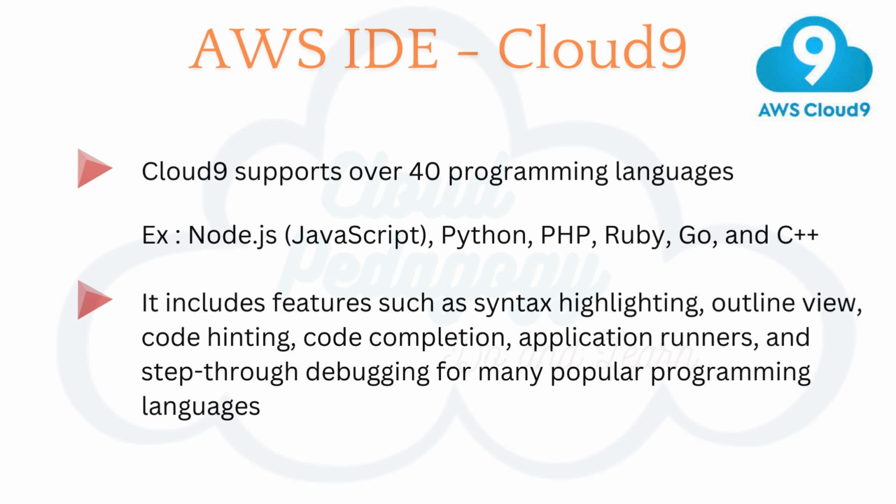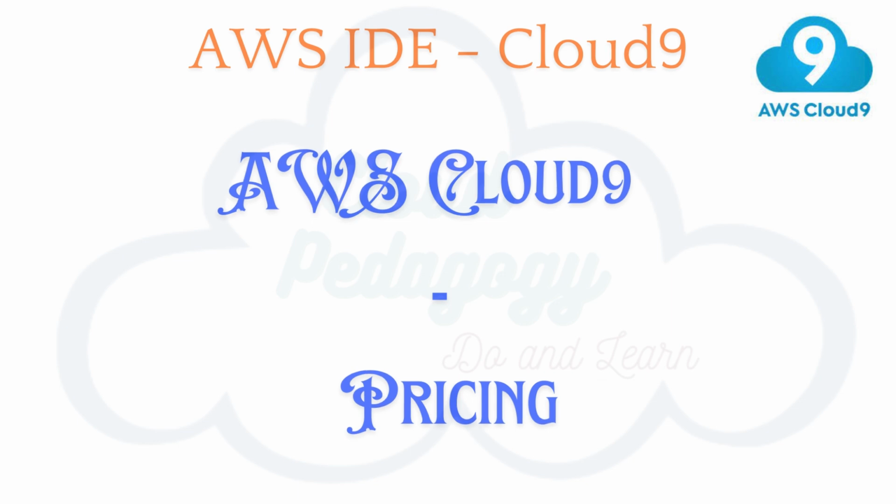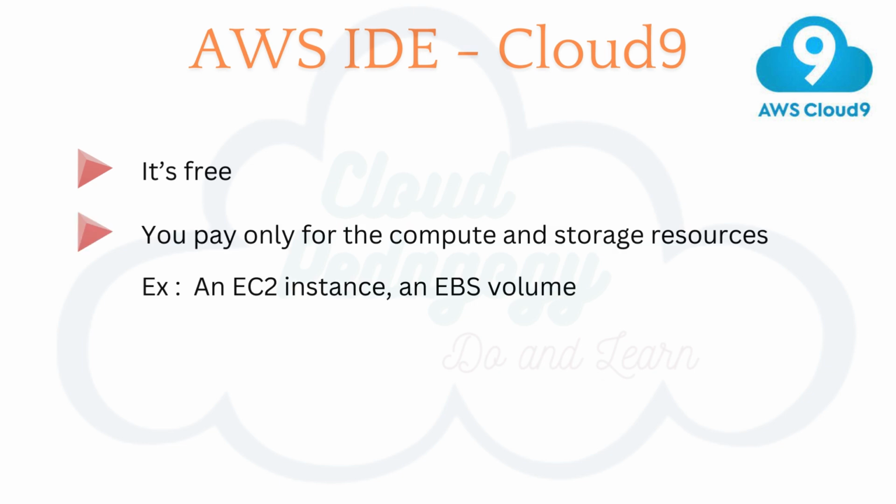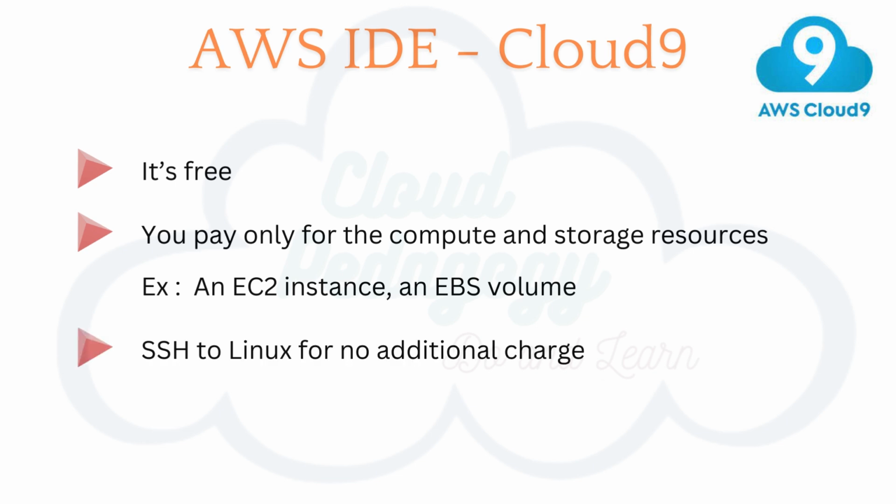So, when it comes to the pricing for AWS Cloud9, there is no additional charge for AWS Cloud9. If you use an Amazon EC2 instance for your AWS Cloud9 development environment, you pay only for the compute and storage resources, that is an EC2 instance and EBS volume, that are actually used to run and store your code. You can also connect your Cloud9 development environment to an existing Linux server, for example an on-premises server, via SSH for no additional charge.